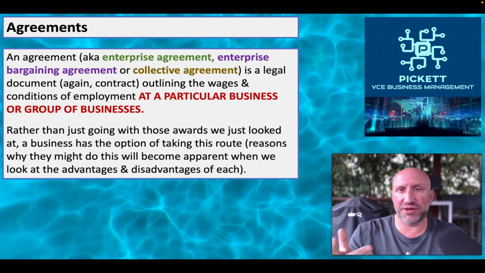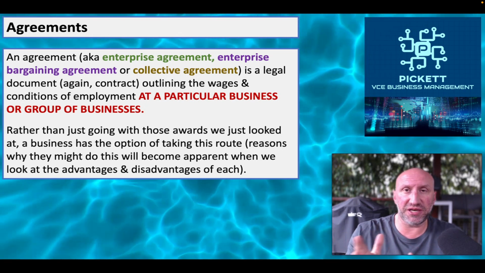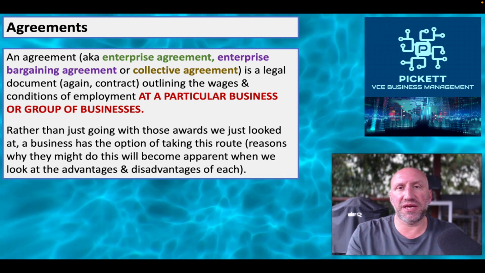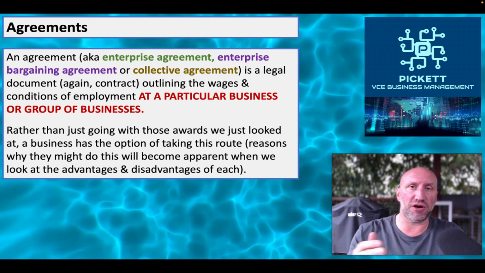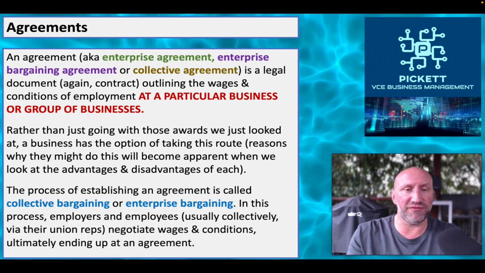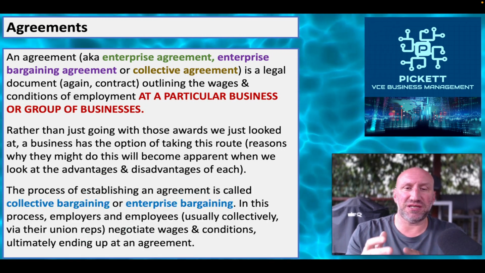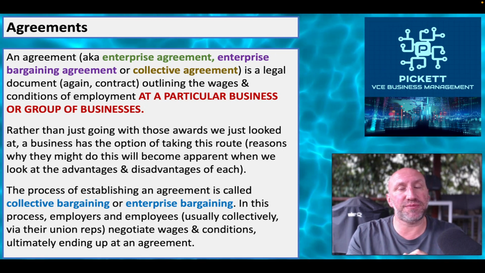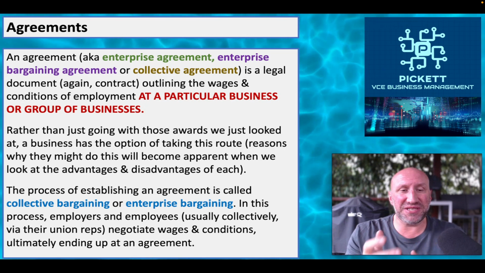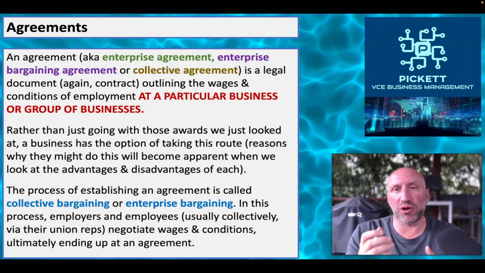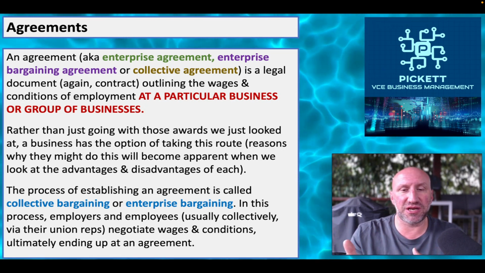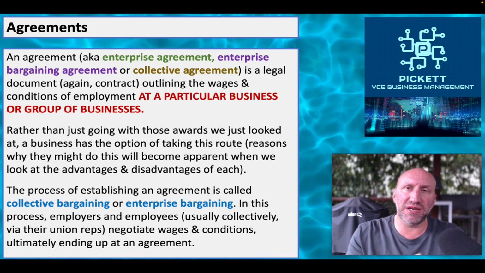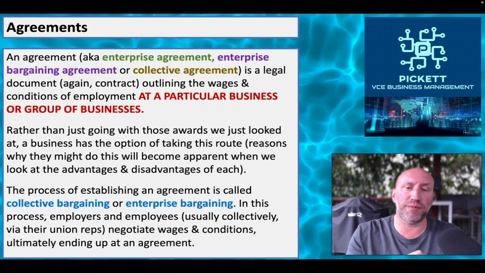Okay, and when we look at the advantages and disadvantages of each of these avenues the business can take, the reasons that the business might choose to do this as opposed to go via the award route become a bit more obvious. The process of actually establishing the agreement is called the collective bargaining or the enterprise bargaining process. And this is where the employers and the employees, although it's not usually the employees themselves, it's usually the union reps. We looked at unions in the previous Key Knowledge dot point. We looked at participants in the workplace.